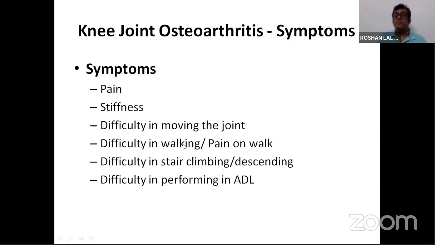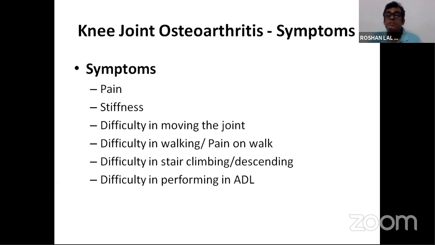Now, what are the symptoms of osteoarthritic knee joint? Pain is the most dominant clinical feature of knee joint osteoarthritis. Stiffness can be seen when the disease initiates, but this stiffness decreases because pain dominates the other features. So in grade 1, we can see pain and stiffness, but in grade 3, 4, you will not see the stiffness. Pain will be the dominant feature.